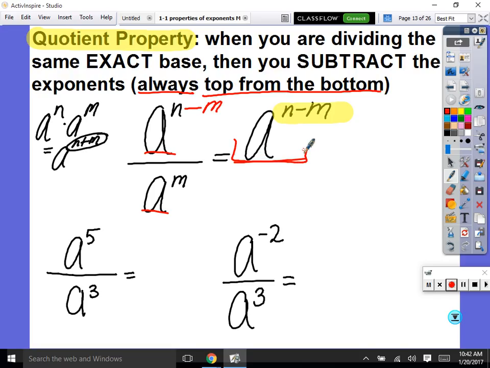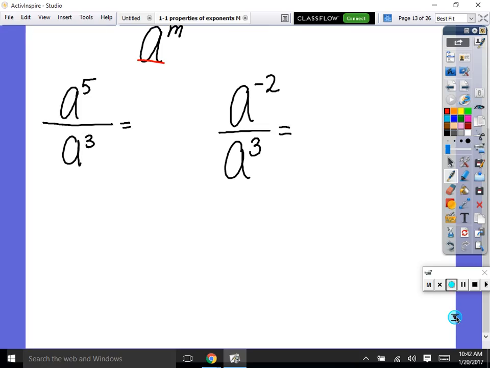So the song goes: when you multiply, you add. When you divide, then you subtract. You always have to subtract the top from the bottom. Everybody good? And that base always goes on top to start out with. And then if we need to flip it because we have a negative exponent, we can. So everybody look up here.